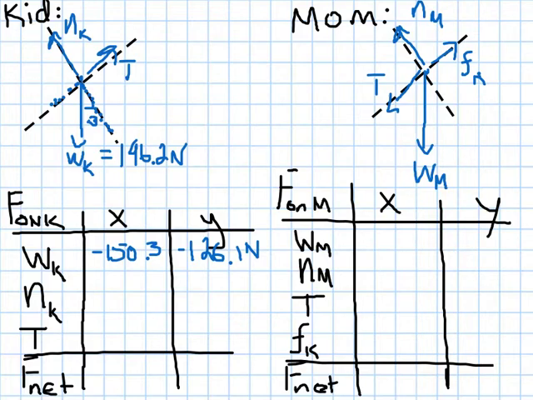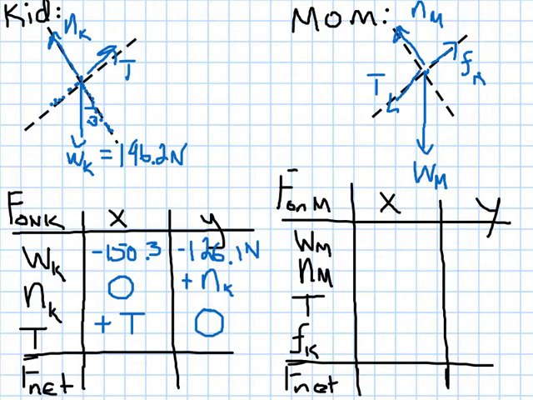The normal force I don't know offhand. Normal force can only act normal to the hill, and so it only has a y component, and it is positive. So I'll just label this N with a K for the kid, and we will have to solve for that using an equation. The tension force does not point normal to the hill. It points along the hill. That's only in the x direction. And I don't know the value. I'm going to have to solve for that. So I'll put in a T.